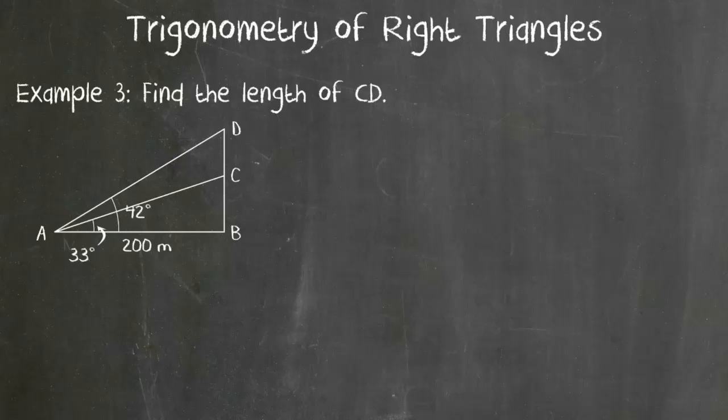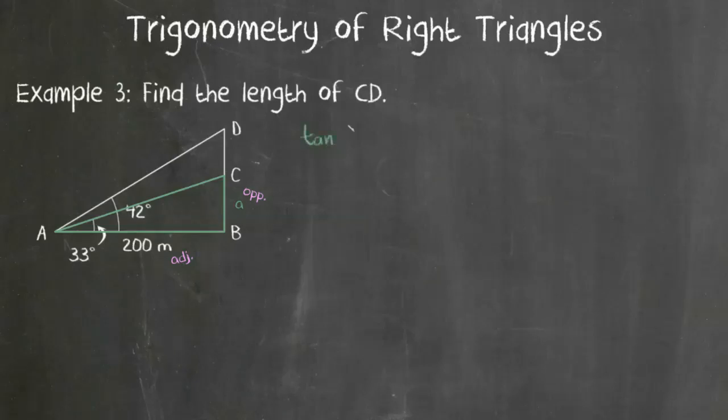Okay, here you can see I have a triangle within a triangle. So I have my smaller triangle ABC and my larger right triangle ABD. I'm going to start by looking at triangle ABC. You can see my reference angle is 33 degrees. I'm looking for side A, which is between C and B, and then my other side is 200. This is my opposite and my adjacent side, so I'm going to use the tangent ratio.